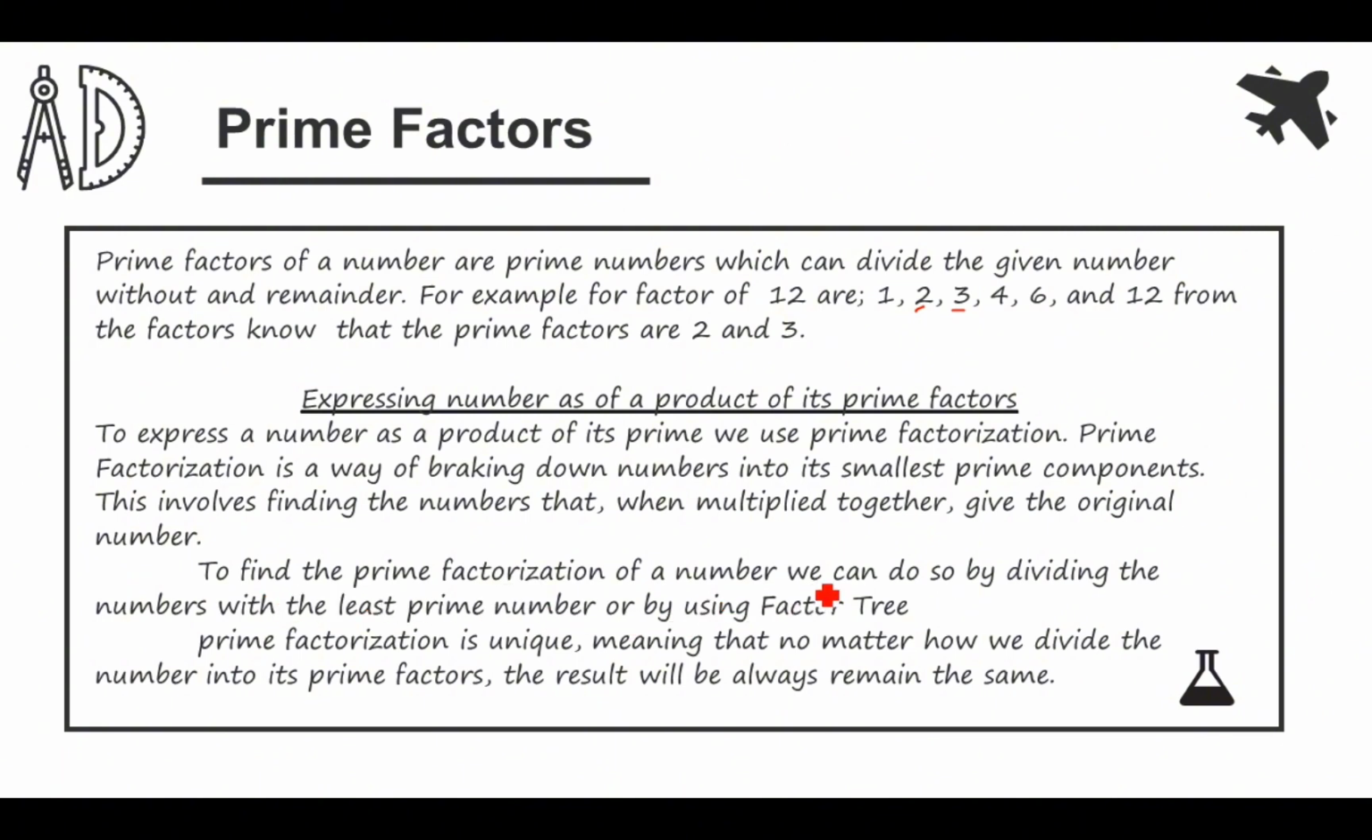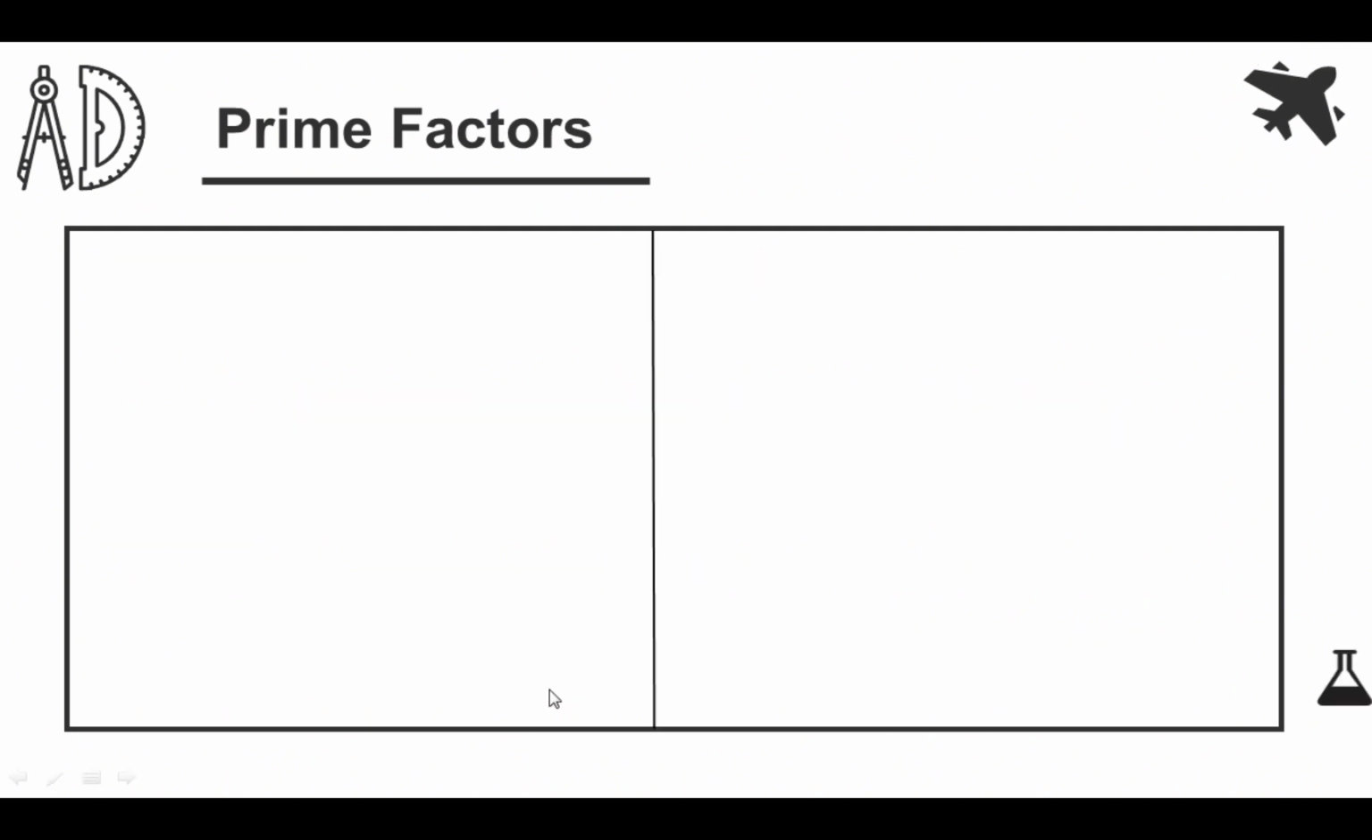To find the prime factorization of a number, we can do so by dividing the number with the least prime number or by using the factor tree. Prime factorization is unique, meaning that no matter how we divide numbers into their prime factors, the result will always remain the same. So how do we divide into prime factors? We have 2 methods, like I said. Let's look at the first method.